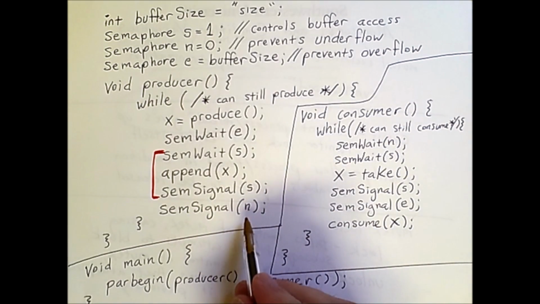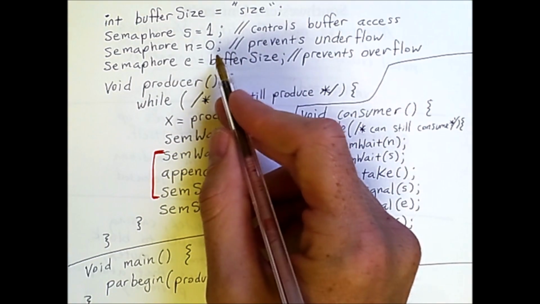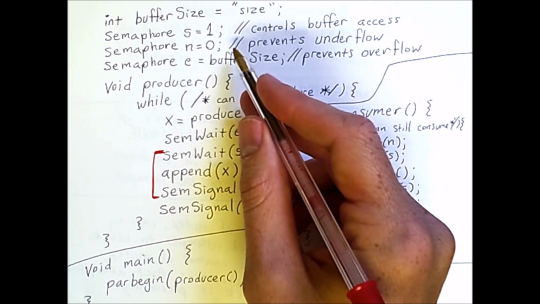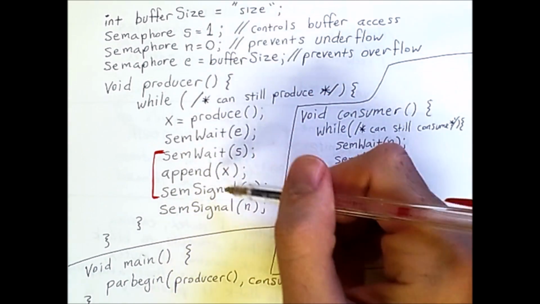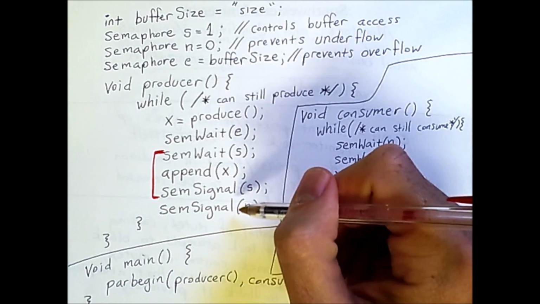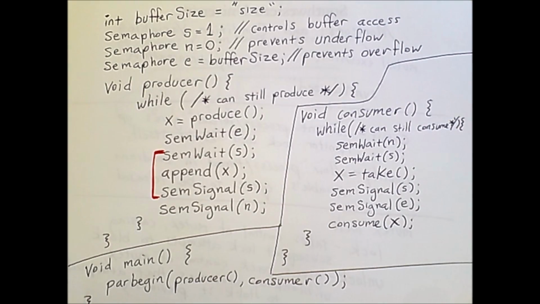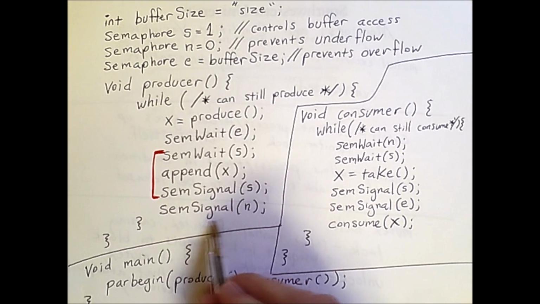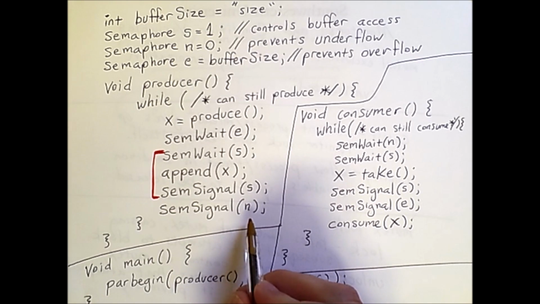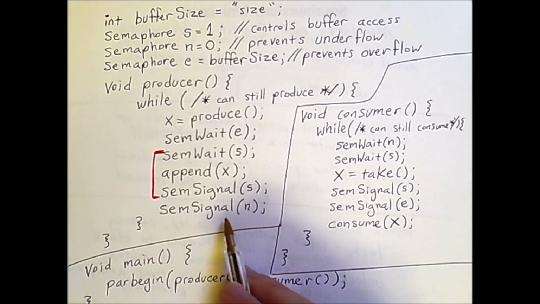Now remember that N prevents underflow. N indicates how many items are available for consumption. So it starts off at 0 because the buffer is initially empty. But when we signal on N, we're incrementing this variable, indicating that something is now available to be consumed. So this signal command is a way of communicating to the consumer thread, which we'll discuss in a moment, that it can consume something.